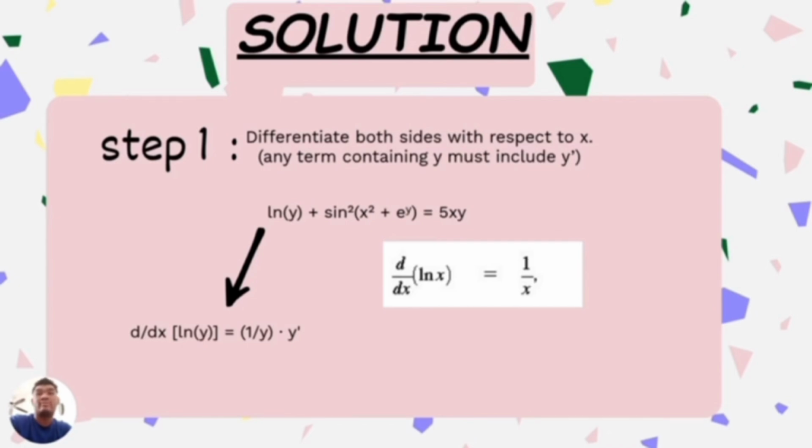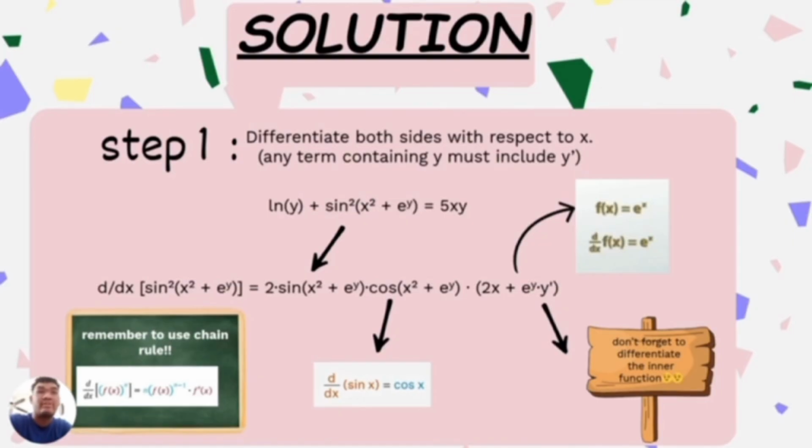So we need to differentiate the first function, which is ln y. When we differentiate the first function, we get 1 divided by y times y prime. Then we differentiate the second function, sin squared x plus x squared plus e to the power of y, so we need to use the chain rule. Then we differentiate sin to get cos x, then we differentiate the inner function.